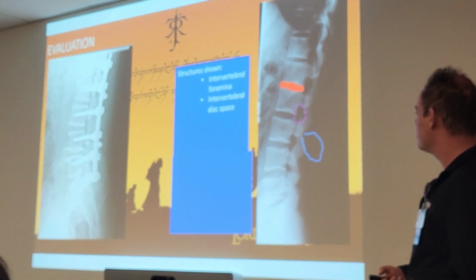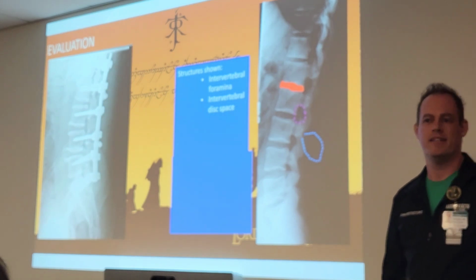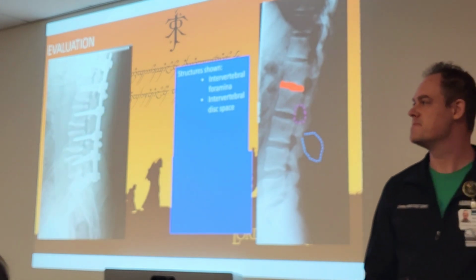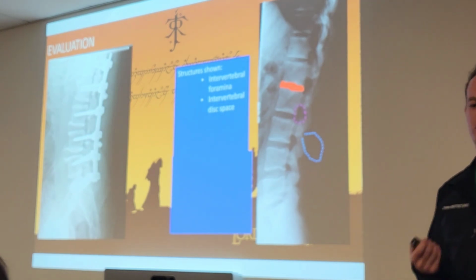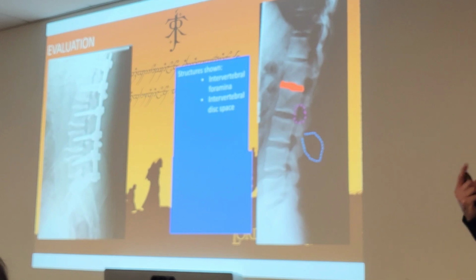Now we have our intervertebral disc space. Which one specifically is that? 5, 4, 3, 2, 1. So correct, the intervertebral disc space of L1, L2.